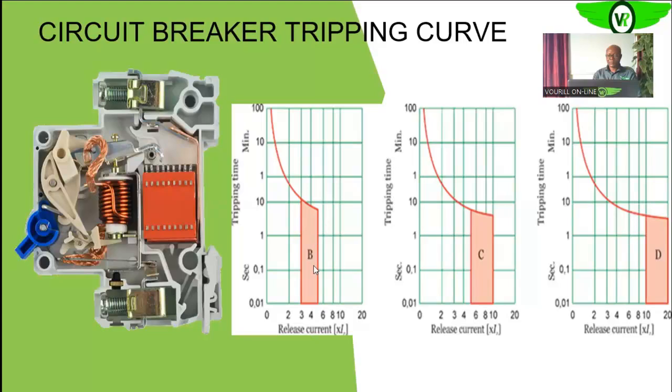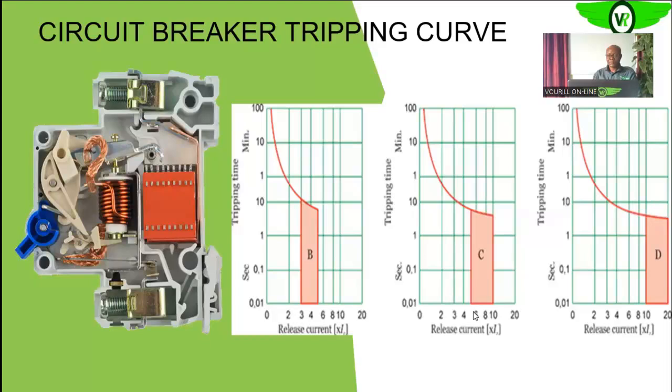And this curve is called the B curve, which means that the circuit breakers that function according to this particular curve are called B circuit breakers, or the B curve. That curve is what is guiding their operations. So we also have others.